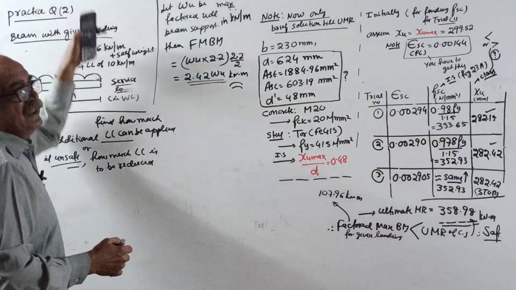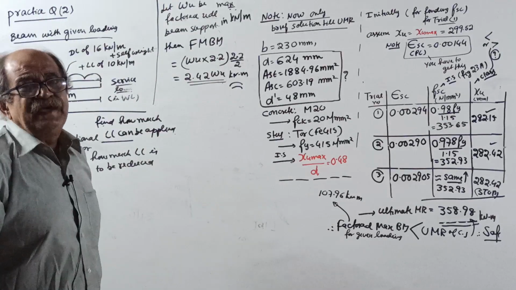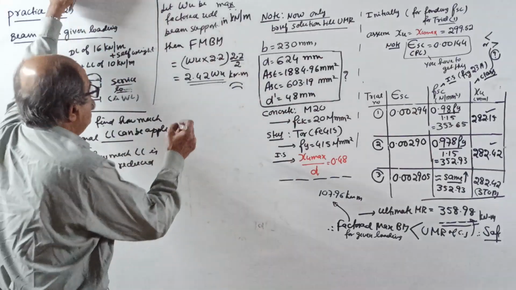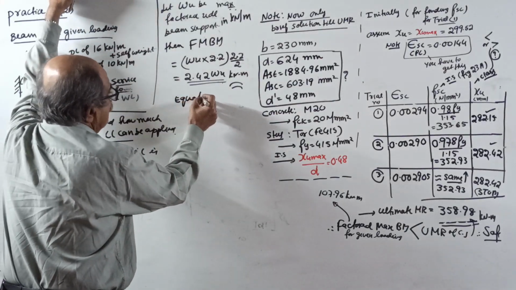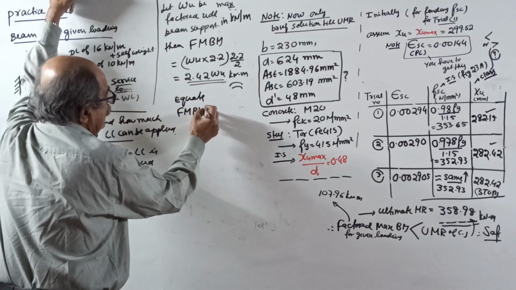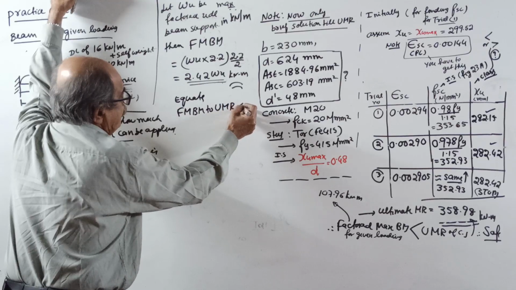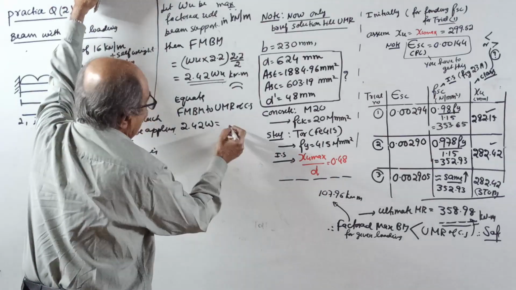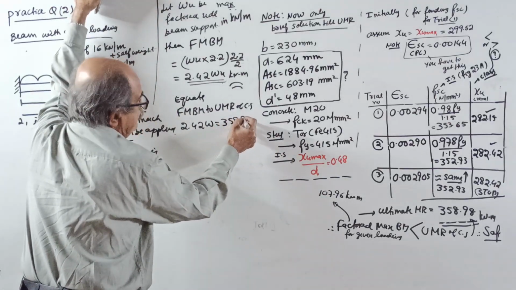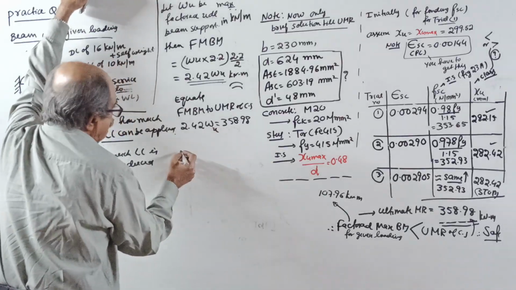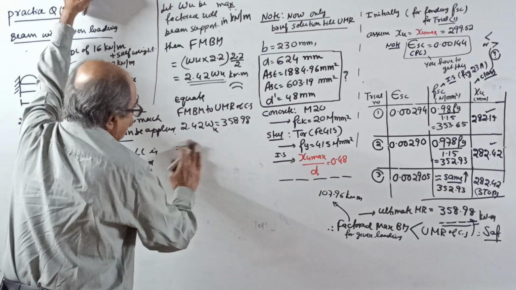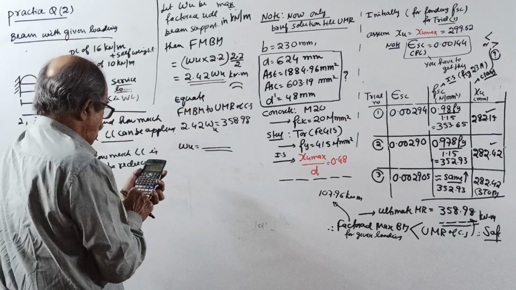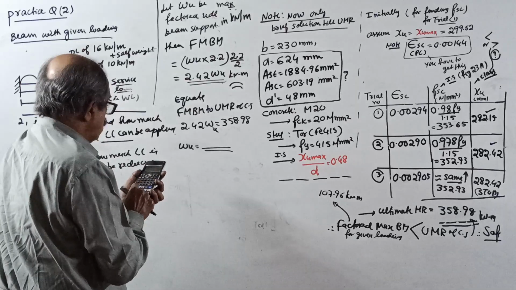Now we have to find the maximum possible. I told you, check the safety means compare. If you are asked to find the maximum load possible or an unknown is there, equate. What you do? Equate the factored maximum bending moment to the ultimate MR of the cross section. Briefly I am writing 2.42 WU equal to MR, 358.98. So you get WU. Therefore WU you will get equal to 358.98 divided by 2.42.